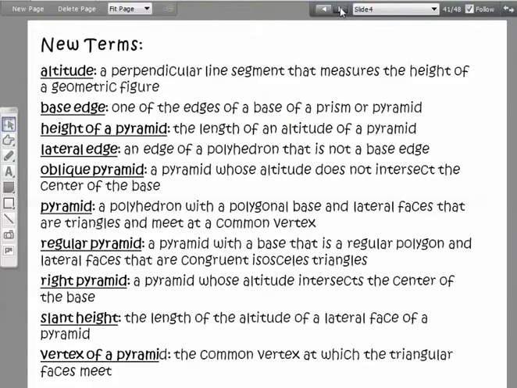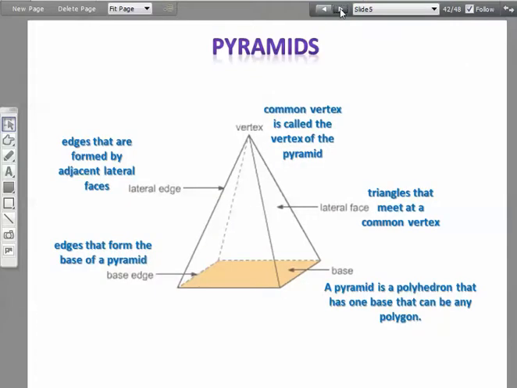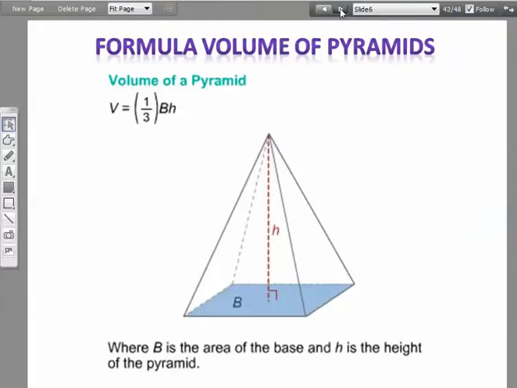And I just left the new terms. There isn't really any new terms for this lesson, but I just left the terms from last lesson on there because they're all still important even when you're finding volume. Also left in this slide showing you all the parts for you to go back and look at because they're all important as well, looking for the volume. And then just introducing you to the formula for the volume of a pyramid.